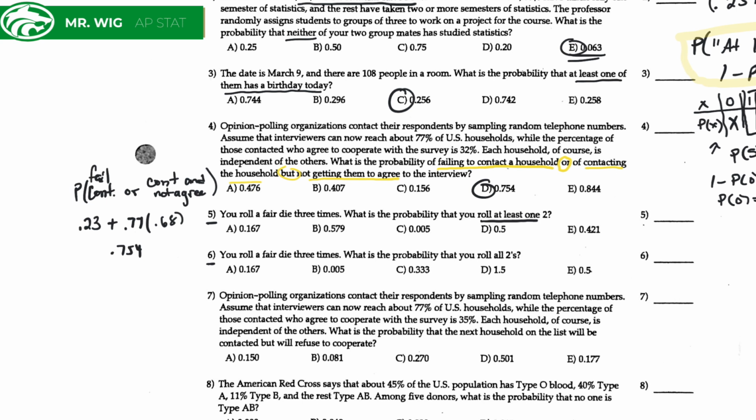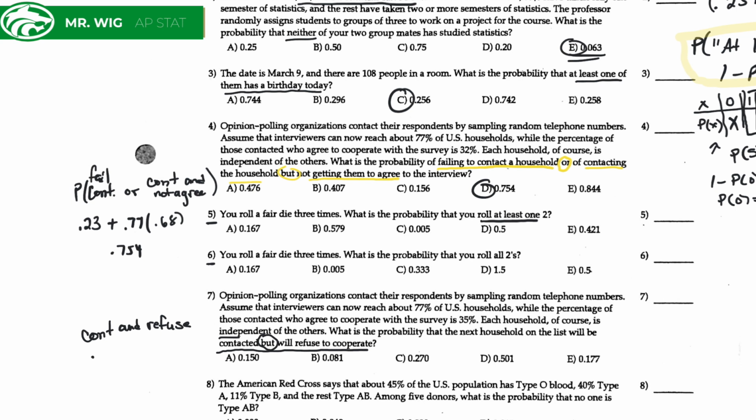Let's look at number 7. 7 at first looks like number 4, but if we go down to the bottom, what is the probability that the next household will be contacted but refuse to cooperate? Remember, I told you the but acts like and, so I want to do contact and refuse, right? So it's just a product here because we know that being contacted or not contacted is independent. They tell us that in the problem right here, independence. So we are allowed to multiply.